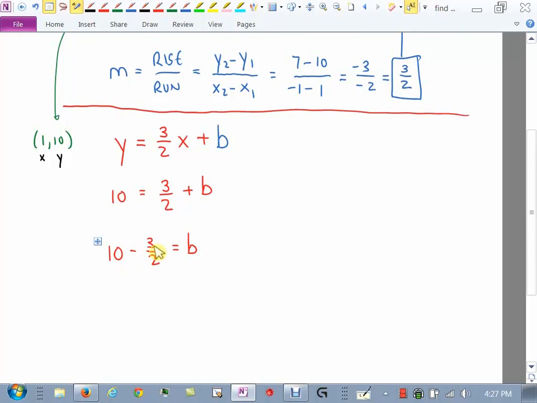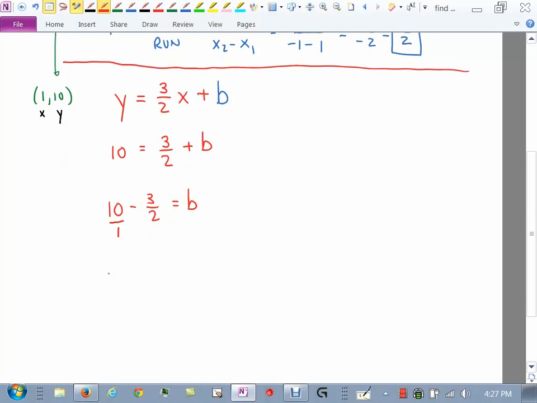How do I subtract these two? I can turn 10 into 10 over 1, right? I can get a common denominator and make it a 20 over 2 minus 3 over 2 is b, right? Just doubling the top and bottom. And then 20 minus 3 is 17 over 2, that's b. So now I know what b is.